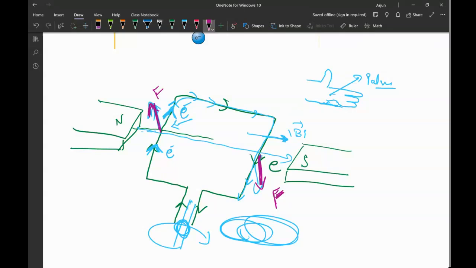So what's going to happen in that scenario? Use your left hand rule. The palm's going to start facing in the downward direction, and electrons will flow towards you. This will be the direction of thumb. And this is called generator effect also. Generator effect.